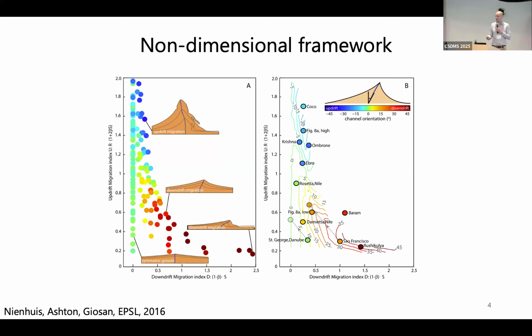There might be something else that is driving channel orientation in this case, or it might give you some assessment about model or data uncertainty at the same time, right? So in both cases, where it matches and where it doesn't match, you learn something.